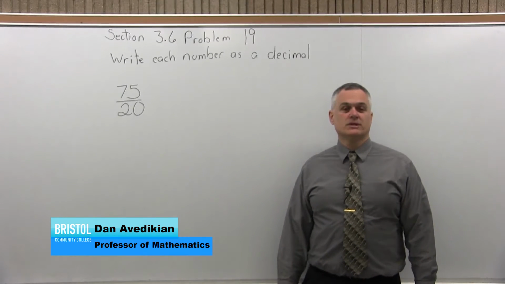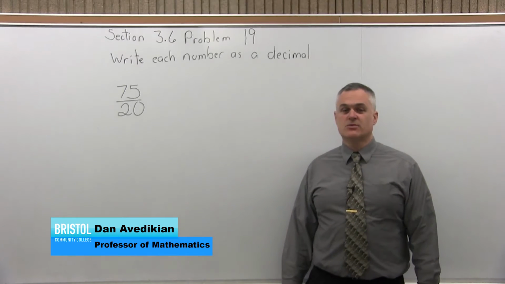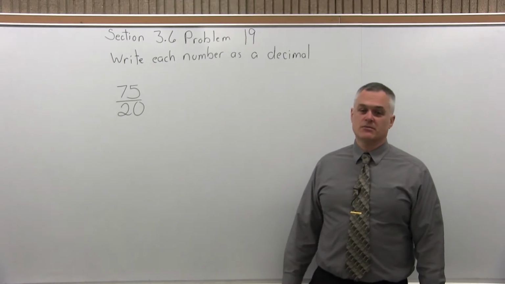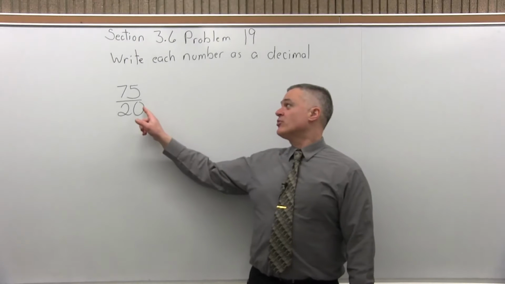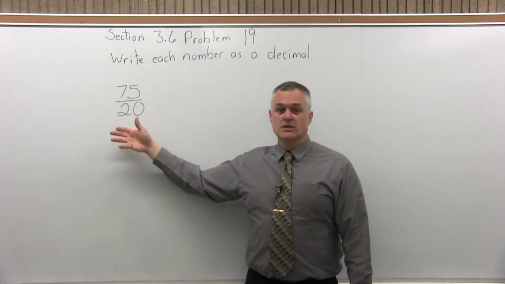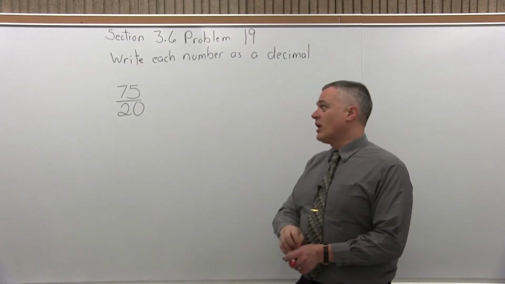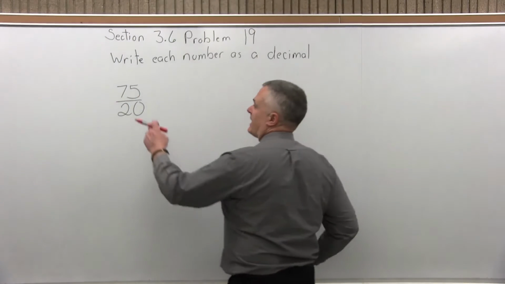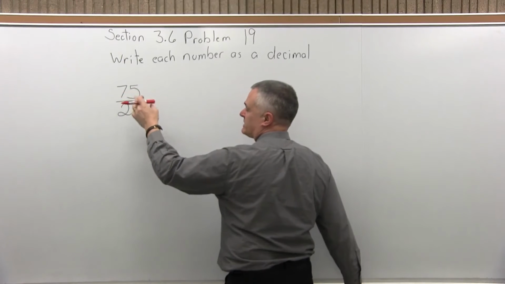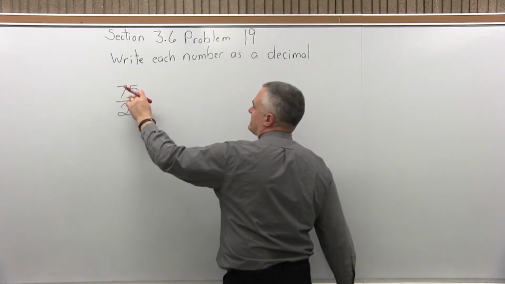This is Section 3.6, Problem 19. It says write the number as a decimal, and we have 75 over 20. Now notice this is an improper fraction, which means that the top is bigger than the bottom. So it's going to be bigger than 1. In fact, if I had 80 over 20, it would reduce to 4. So I'm guessing 3 point something. So write it as a decimal.